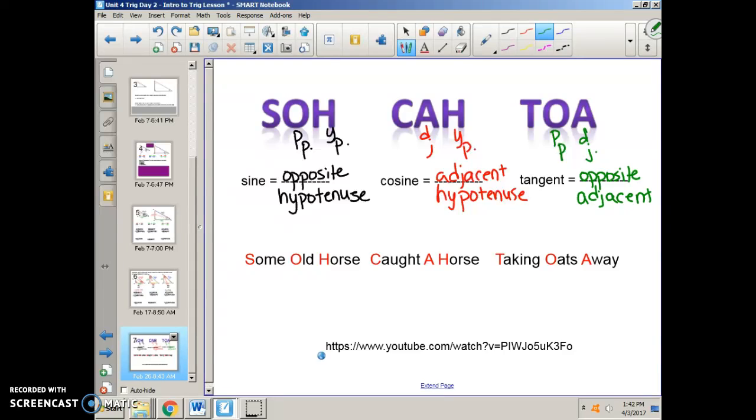So tangent of theta is always going to be the opposite side divided by the adjacent side. And if you need a little phrase to help you remember, some old horse, which is sine opposite hypotenuse, caught a horse, cosine adjacent hypotenuse, taking oats away, tangent opposite adjacent. Again, the same letters as SOHCAHTOA, but some people don't like that because they can't remember which letters go with SOHCAHTOA. If you need some old horse caught a horse taking oats away, use the letters of all the beginning words, and that'll help you remember it as well.